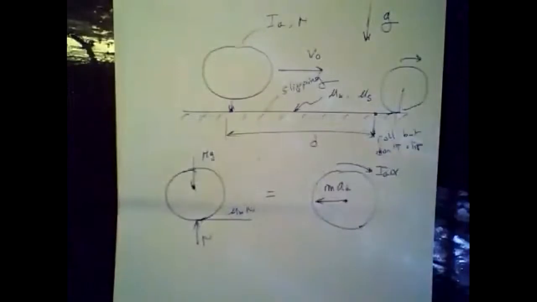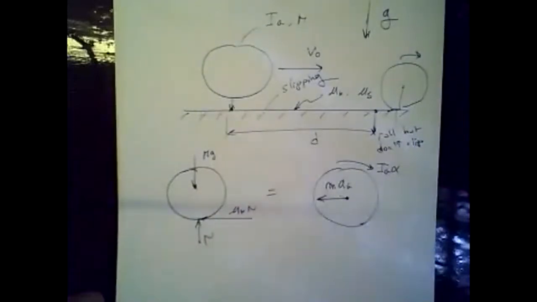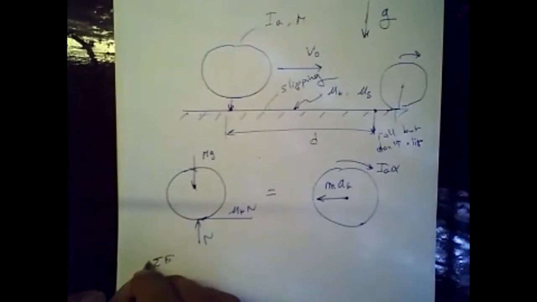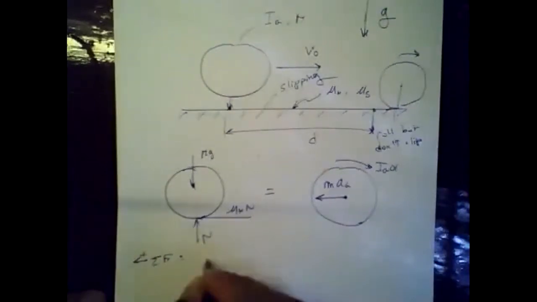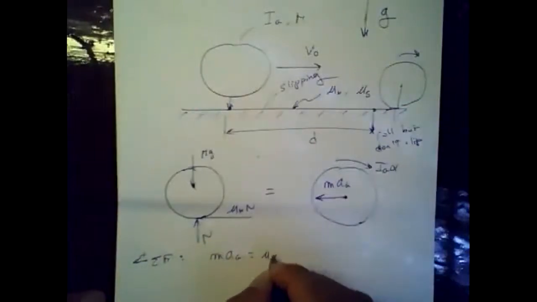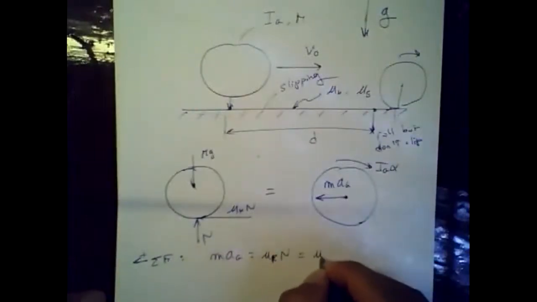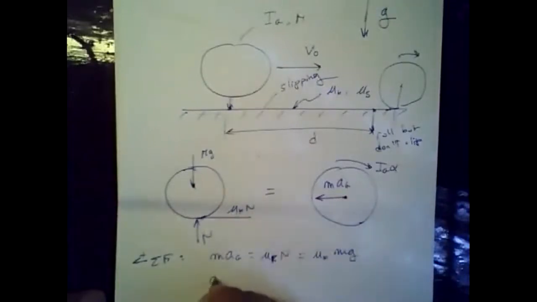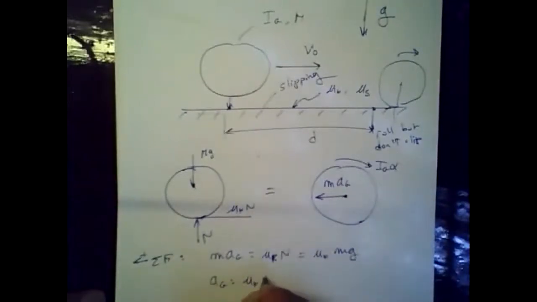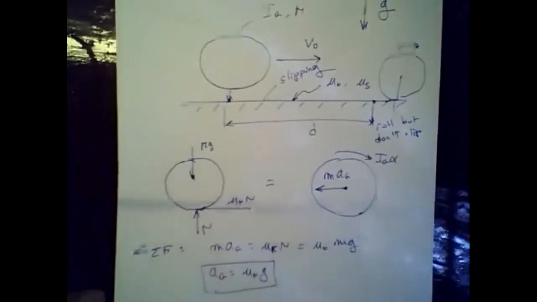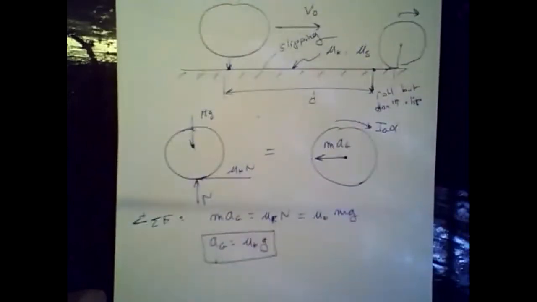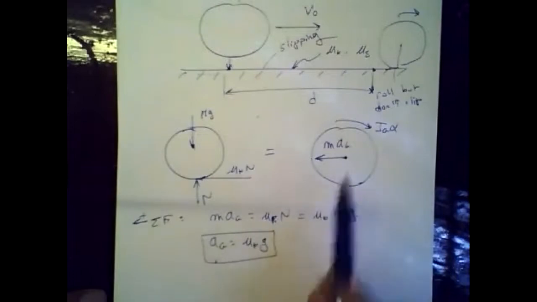Okay, very good. So what is a_G? How can I find what a_G is? It's mu k N over m. Okay, we can sum the forces. I'm going to have m a_G equal to mu k times N, which is mu k times mg. So a_G will be equal to mu k times g. Does that make sense? It's very simple.